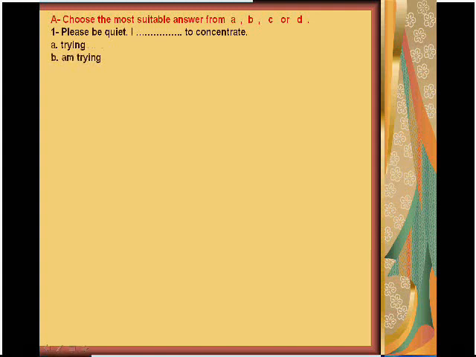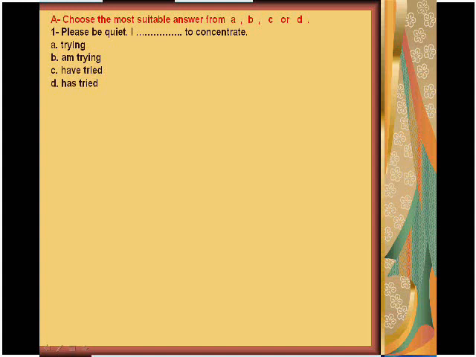Let's look at the first type of question, which is of course multiple choice. Choose the most suitable answer from A, B, C, or D. Number 1: Please be quiet. I to concentrate. The options: A, trying; B, am trying; C, have tried; and D, has tried. So be careful that we have here 2 sentences. Please be quiet. I to concentrate.